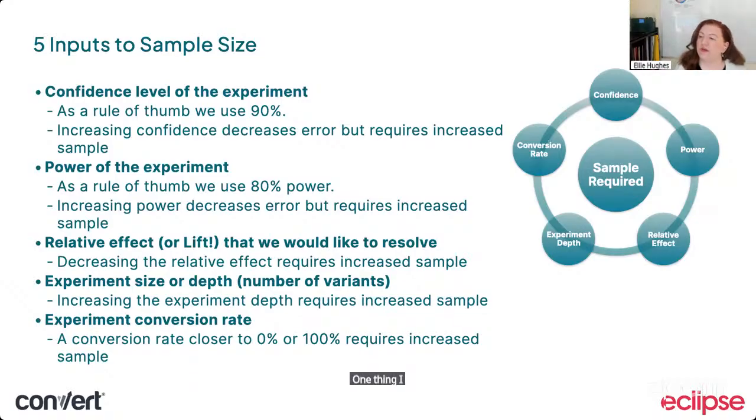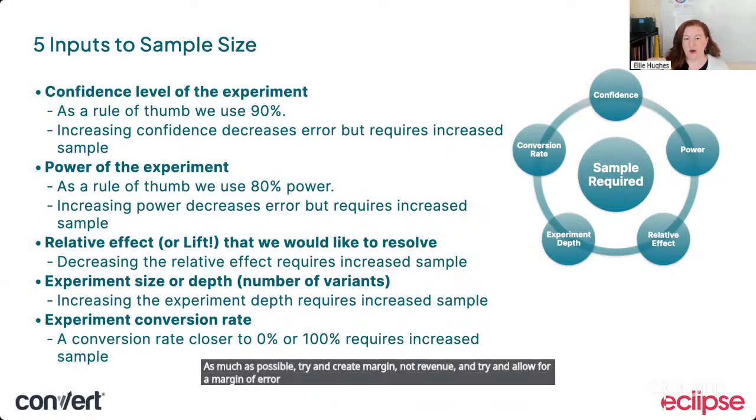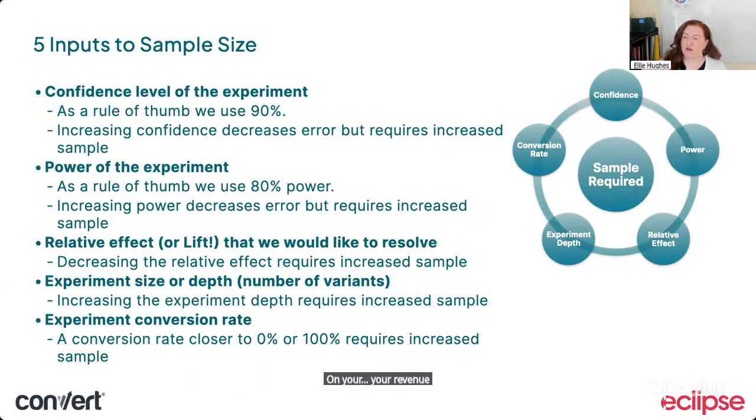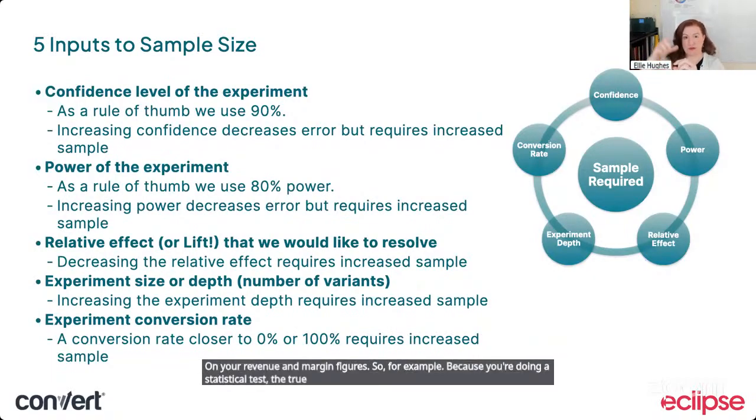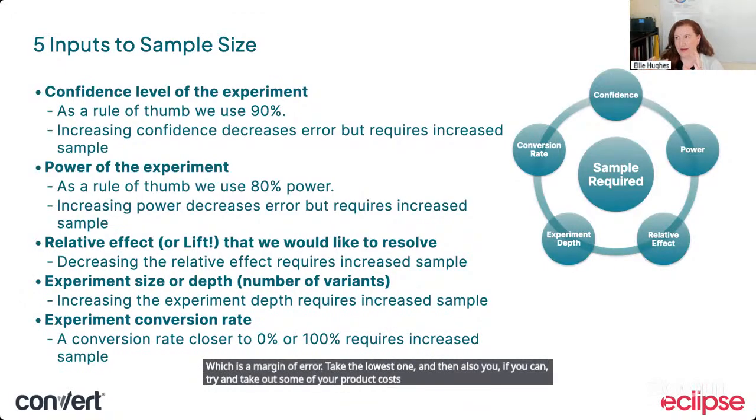One thing I would do is when you're controlling for the revenue figures that you quote, as much as possible, try and quote margin, not revenue, and try and allow for a margin of error on your revenue and margin figures. So for example, because you're doing a statistical test, the true value is in the middle and there's a plus or minus, which is a margin of error. Take the lowest one, and then also if you can, try and take out some of your product costs or any of your COGS or things like that, so that you go down to the margin rather than the revenue.